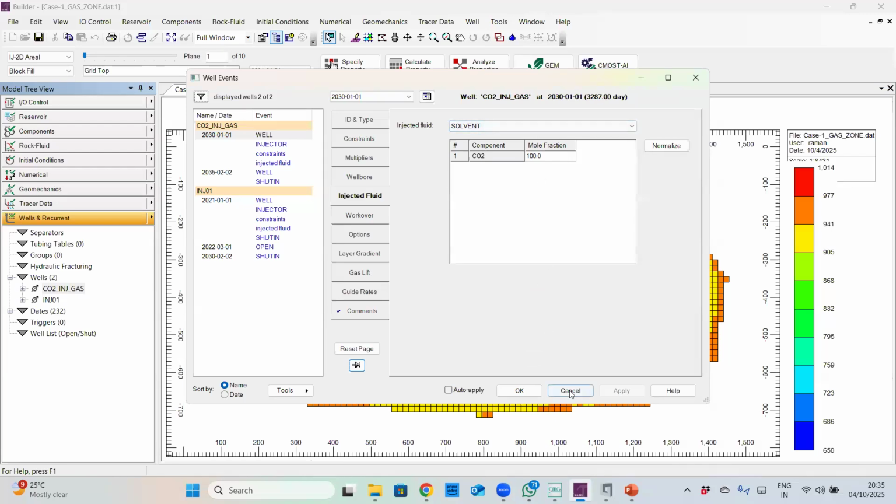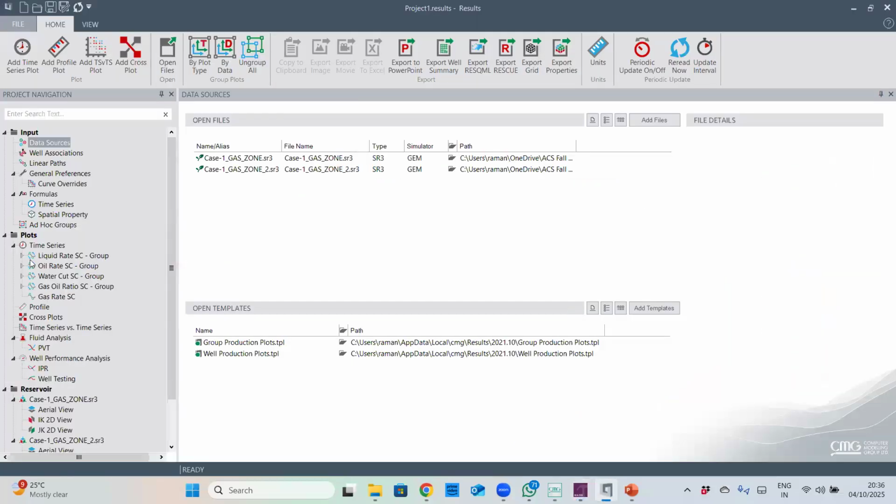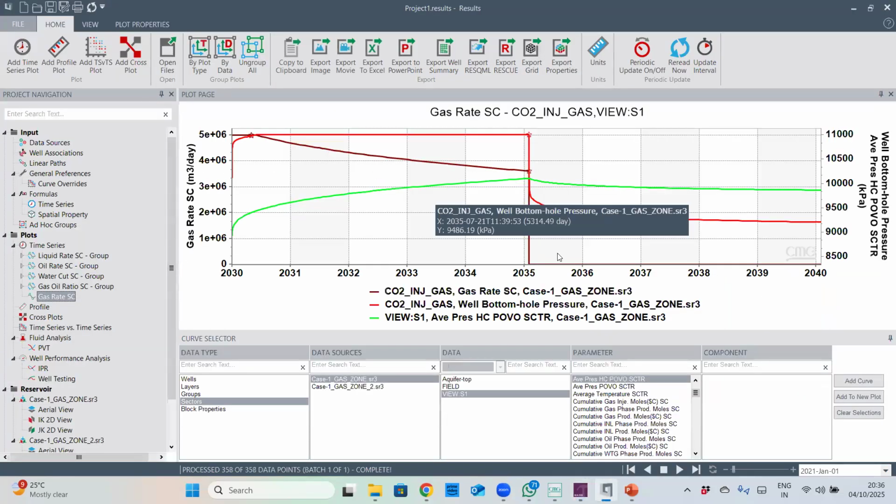Solvent. Now what I did is inject CO2 for 5 years with these constraints, and I try to monitor at a later stage what happens to the reservoir after 5 years of injection, in terms of pressure and formation characteristics. So this model is what I have used, and these are the results that I can show you.